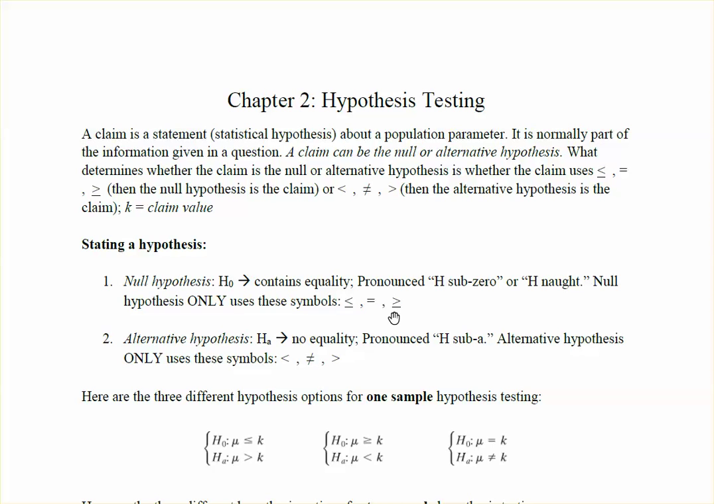So it might not actually have that symbol in the claim, but if you read it out loud, there will be something that implies that it's less than or equal to, greater than or equal to, or equal to something. The alternative hypothesis, which is H sub A, or just the alternative, is something that means no equality. So the alternative hypothesis only uses the less than symbol, not equal to symbol, or greater than symbol.